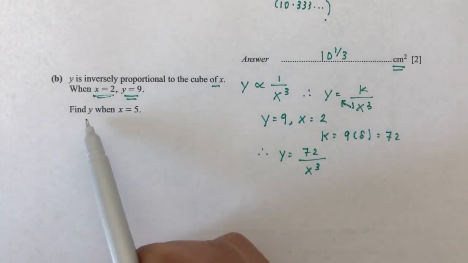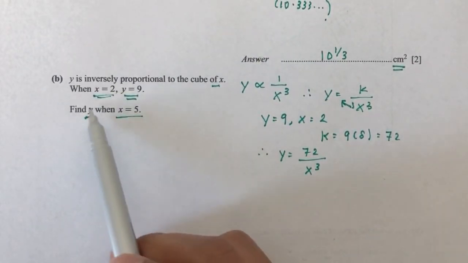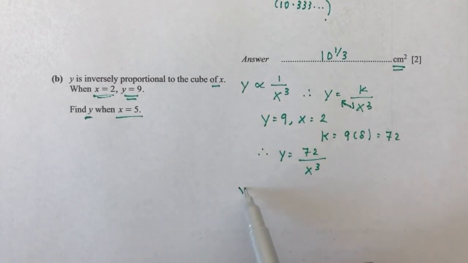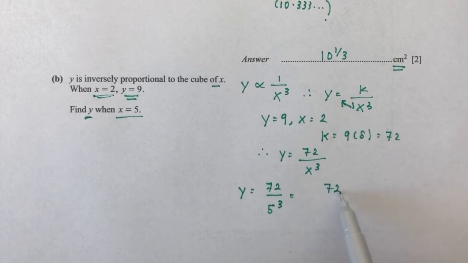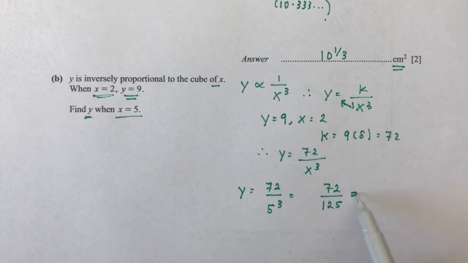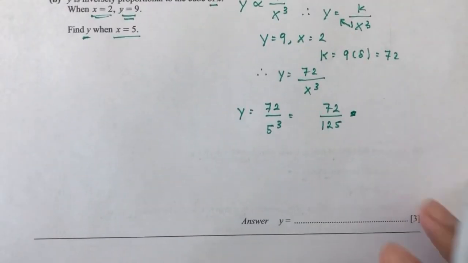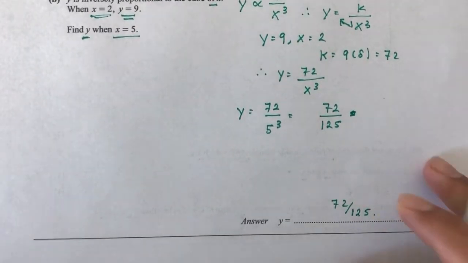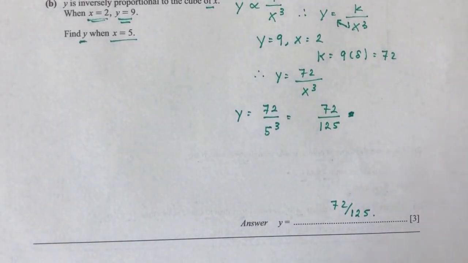So now find the value of y when x equals 5. So y equals 72 over 5 to the power 3. That will be 72 divided by 125. That will be your answer for part B. Okay, so moving on to question number 24.